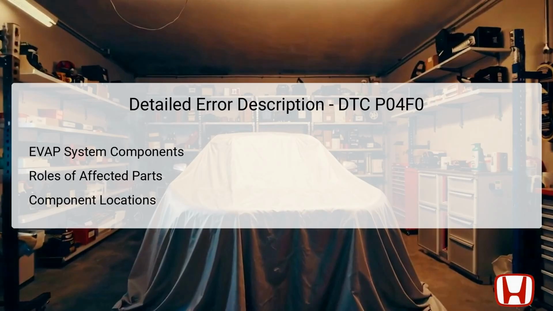The purge valve allows vapor to enter the engine when conditions are appropriate, while the canister temporarily stores vapors to prevent them from entering the atmosphere directly. Their locations can generally be found along the fuel system, easily accessible for inspection and testing during diagnostics.